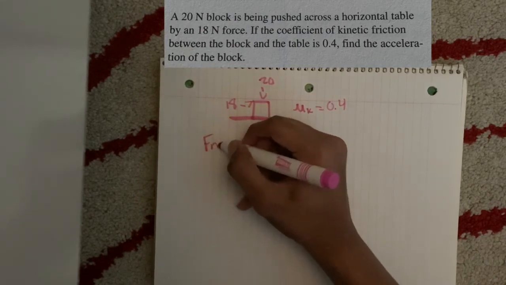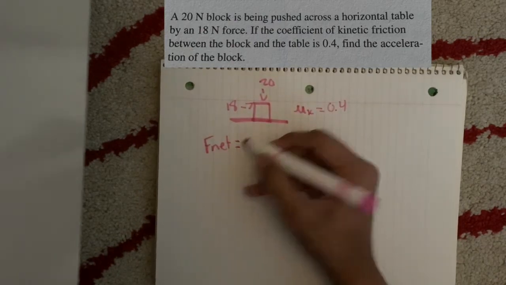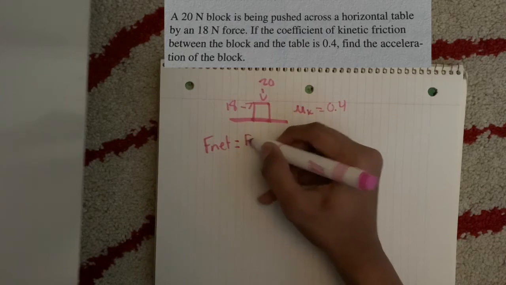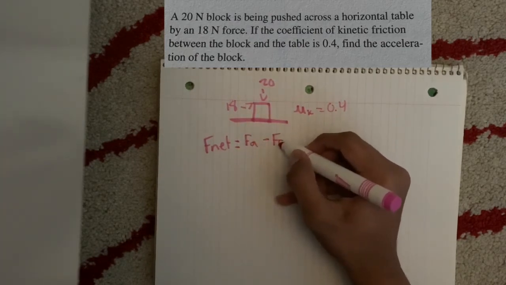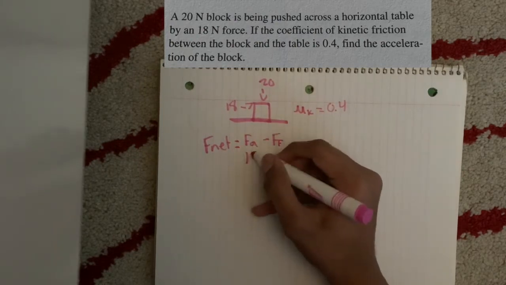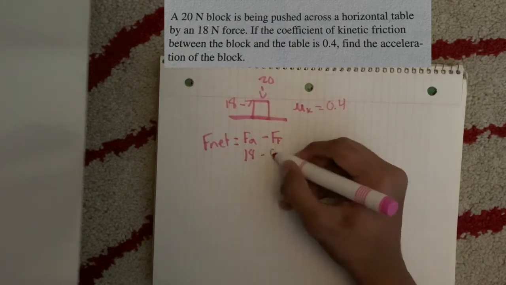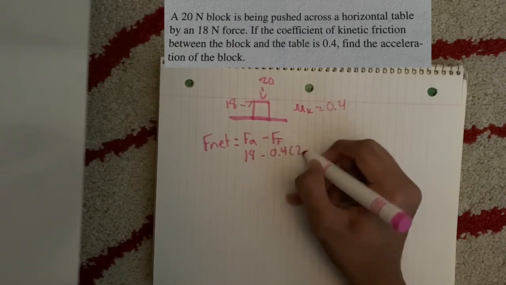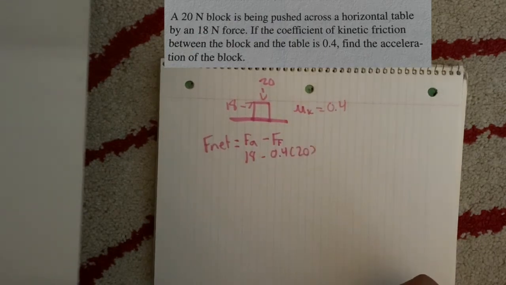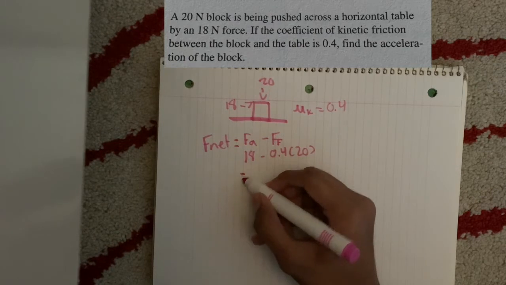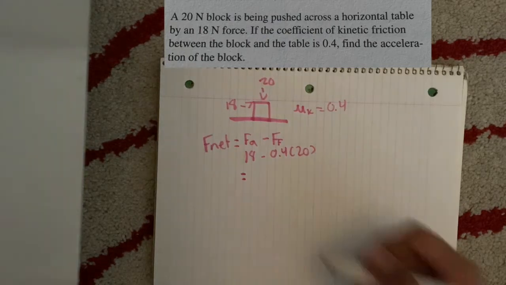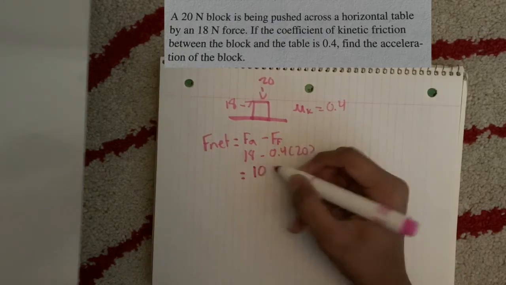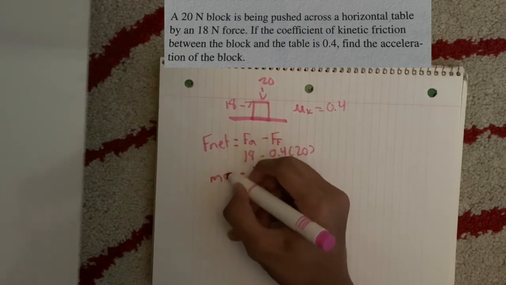So, adding all of the forces that don't cancel each other out, we have the applied force minus the force of friction. And we know that this is 18, and we know that this is 0.4 times the normal force, which is 20. And this is equal to 10, and this is equal to the mass times the acceleration.